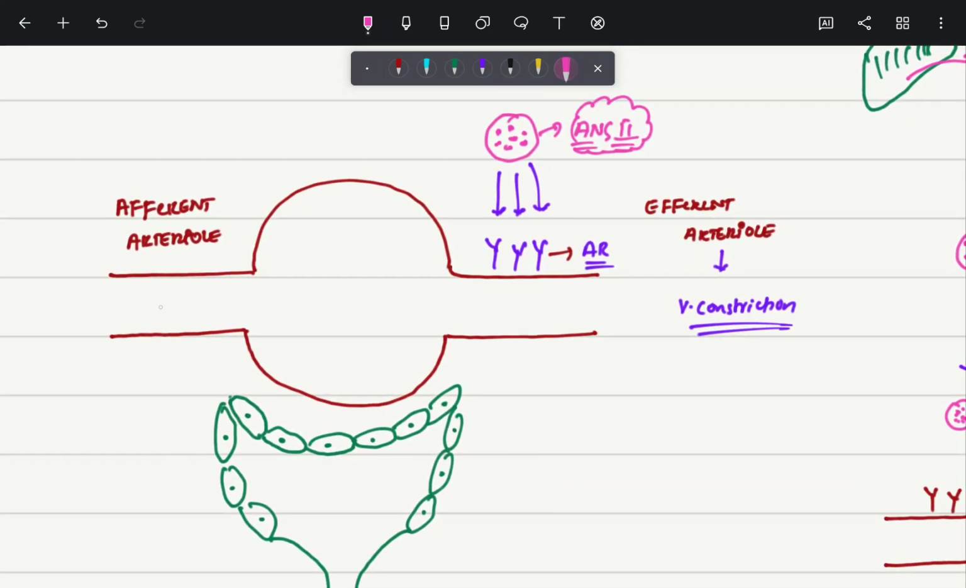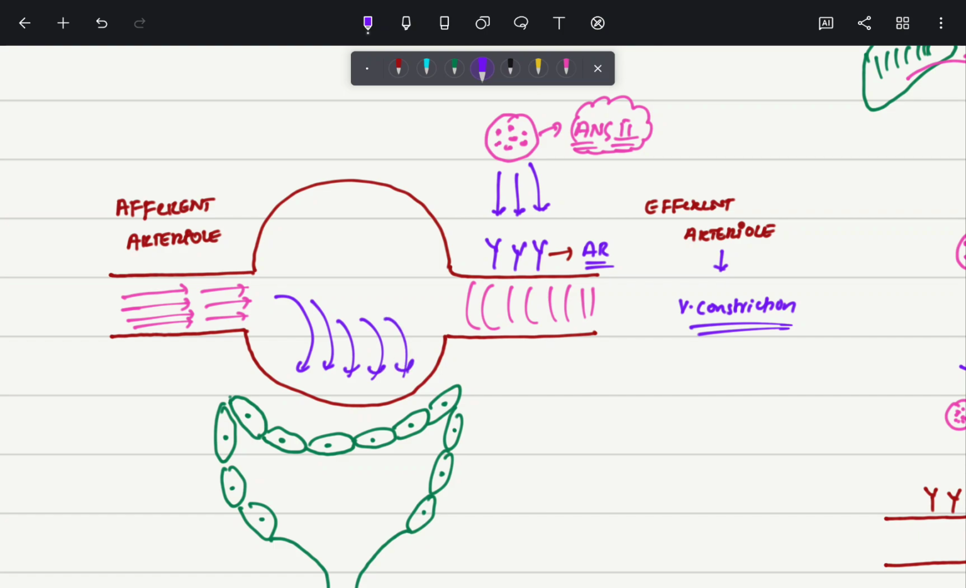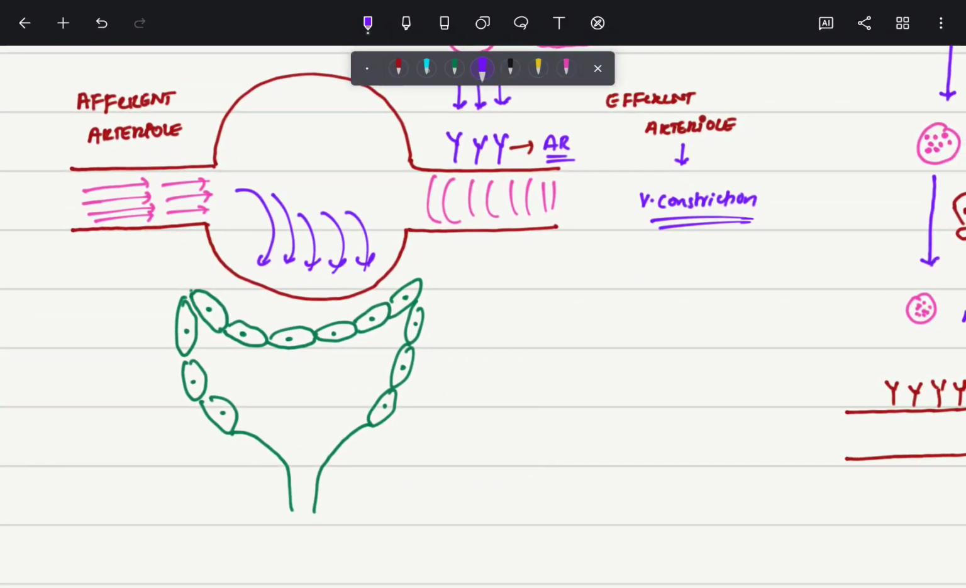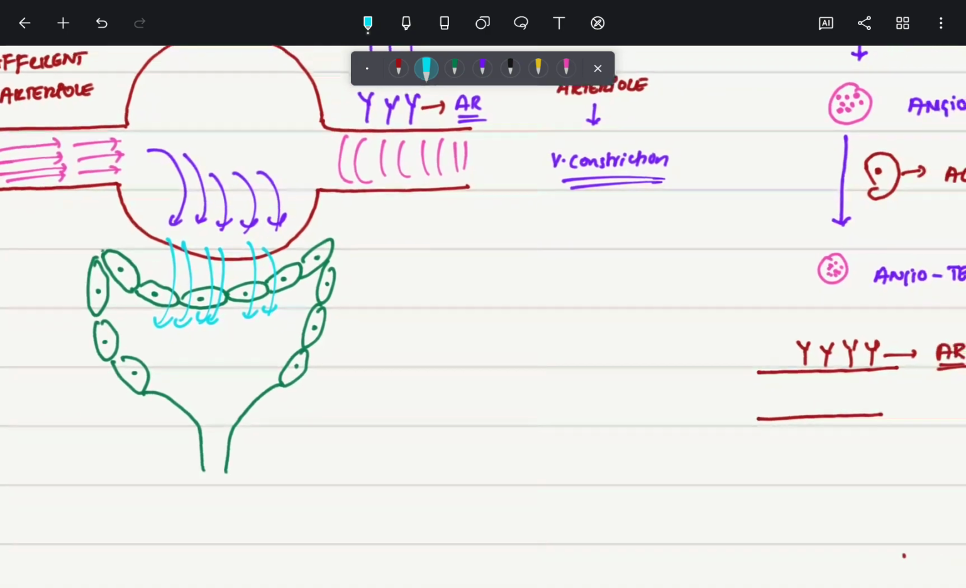So as you can see here, whenever there is efferent arteriole constriction, this will lead to increase in the renal plasma flow. And whenever there is increase in renal plasma flow, there is also increase in the hydrostatic pressure. And this increased hydrostatic pressure will cause increase in the GFR, or the glomerular filtration rate.